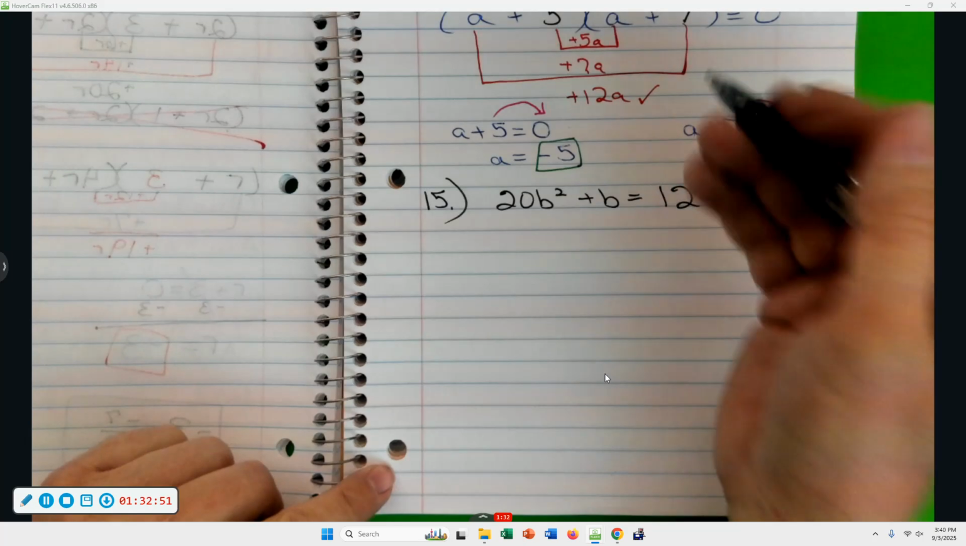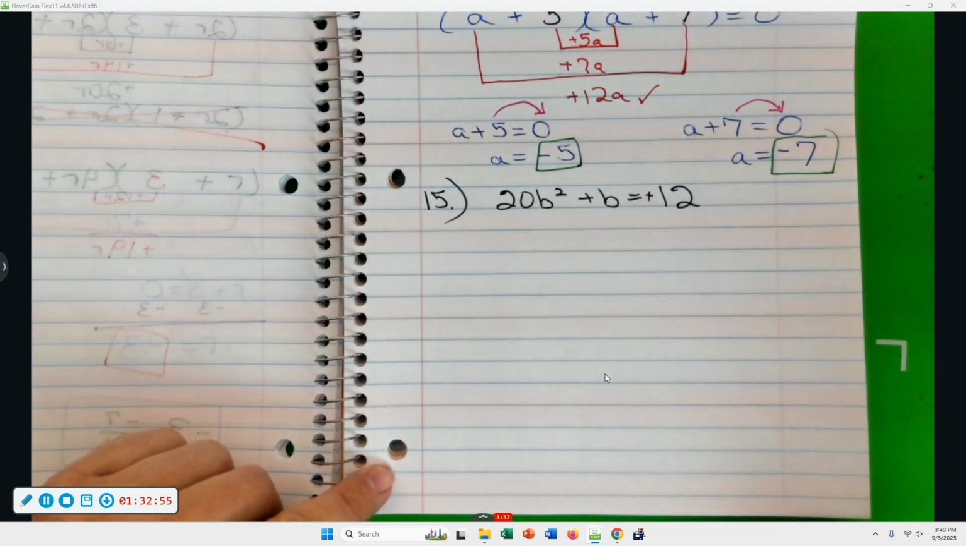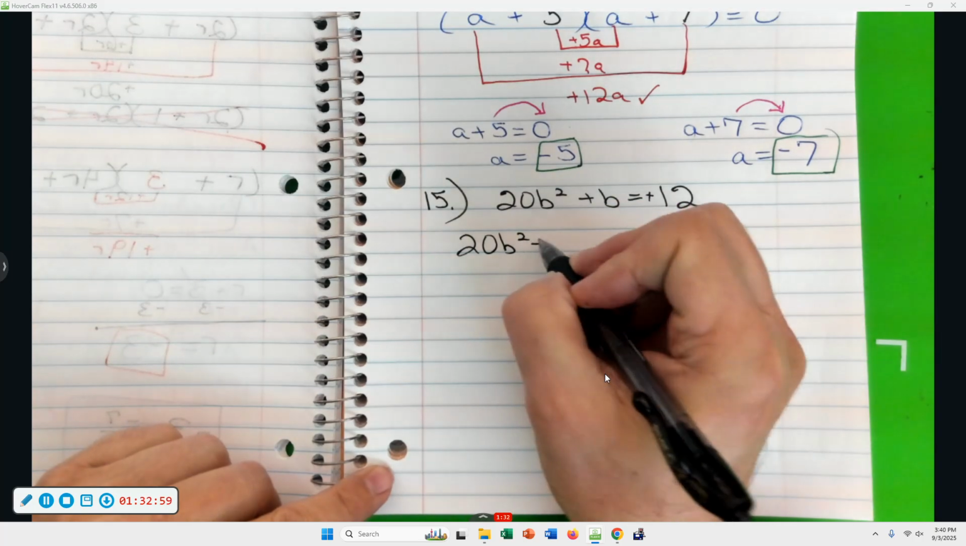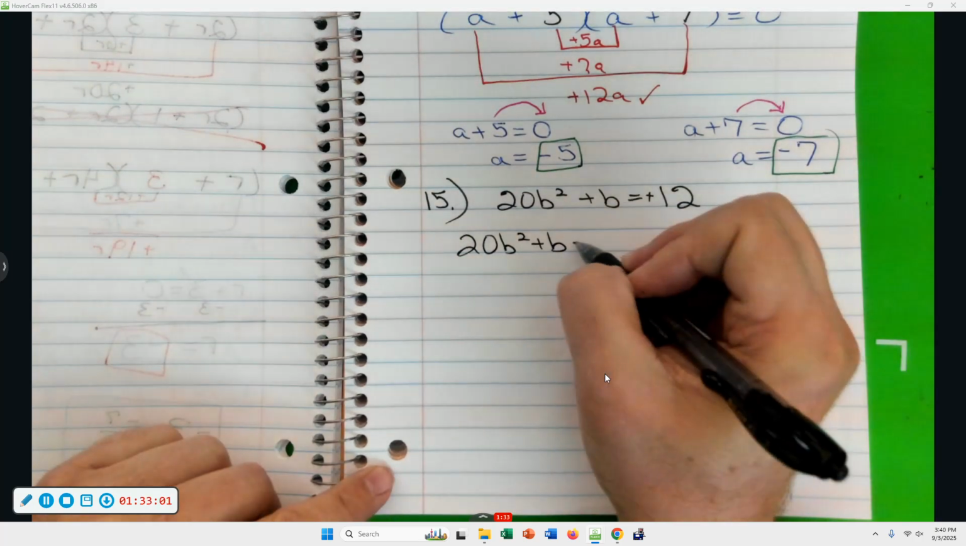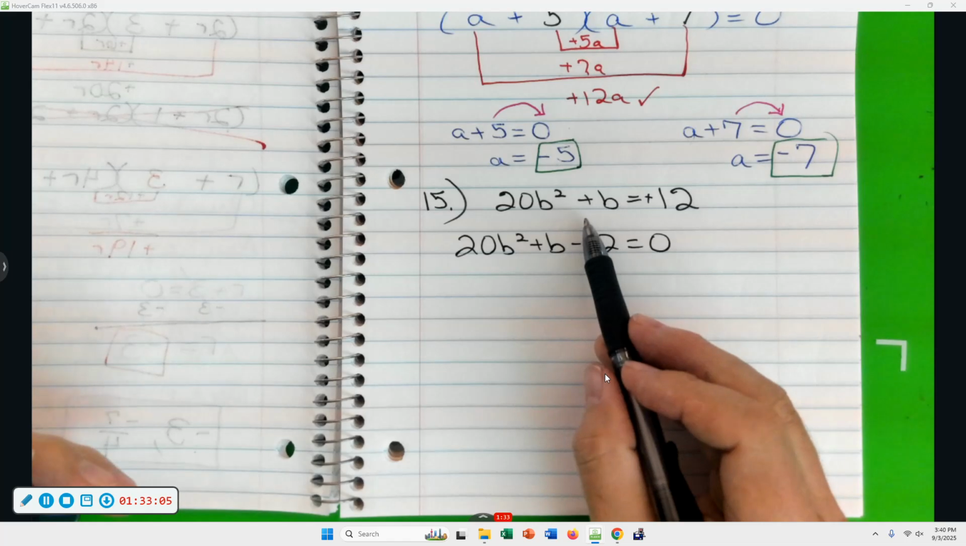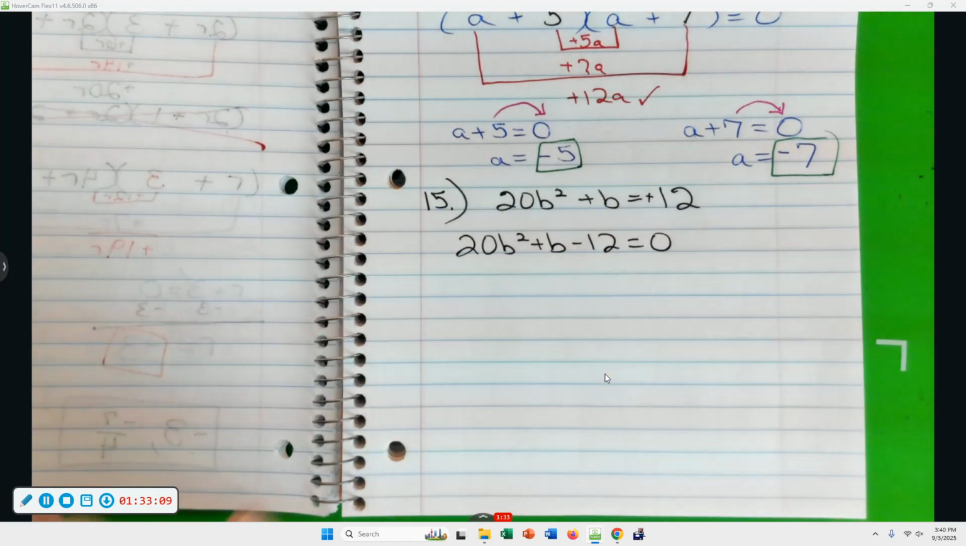So that's an assumed positive. So what's the inverse operation of plus? Minus. So I'm going to have a 20b squared plus b, and it'll become a minus 12. Either you go minus 12, or just pick it up, move it to the other side, and change the signs.